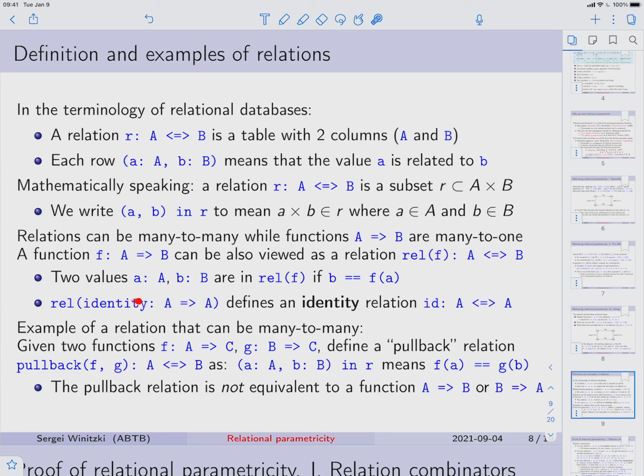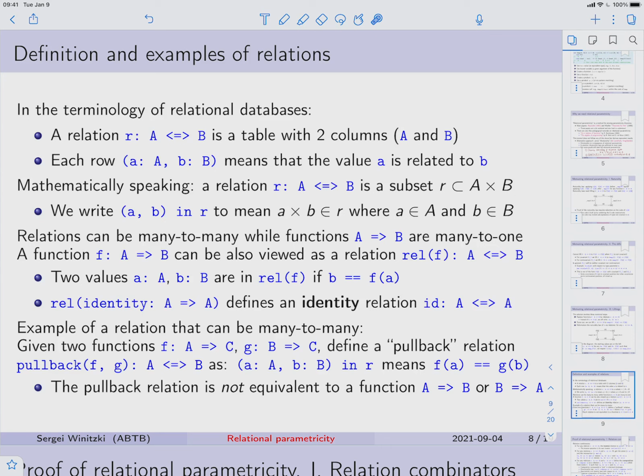If we take an identity function between A and A, that defines an identity relation, which we denote by id. So this relation is very simple. X and Y are in identity relation only when X is equal to Y. So it's only equal values that are in the identity relation, because then B equals f of A and f is identity. So B equals A. So that is the identity relation.